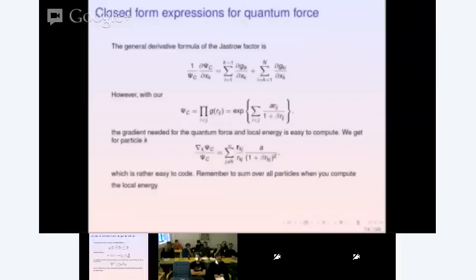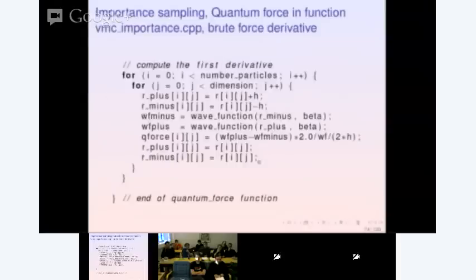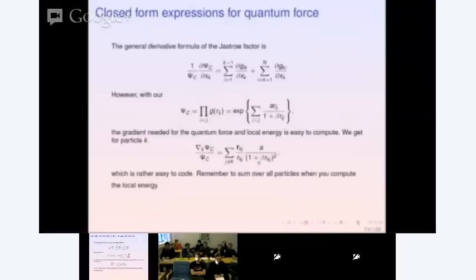So this is fairly easy to code, and instead of doing all these numerical operations, we can now simply code this equation which you see here. What you see is the relative distance between particle k and j. This is the absolute value. This is obviously a vector, so that means that we have to tabulate this for x, y, and z.